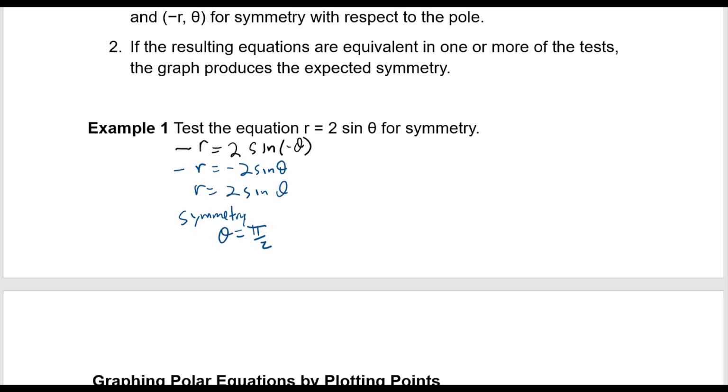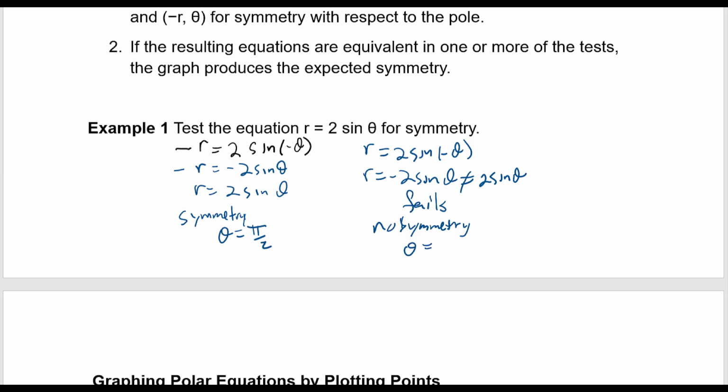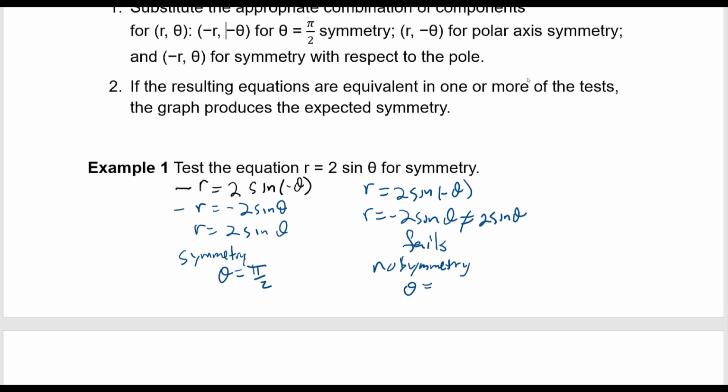Now let's try the next one. r equals 2 sine of negative theta. So that'd be r equals negative 2 sine of theta. And that's not the same thing as 2 sine theta. So this fails. So no symmetry for theta equals, what do we say, or symmetry with respect to the polar axis.